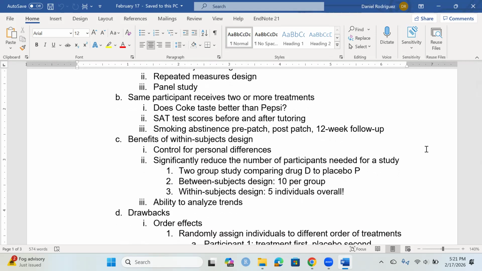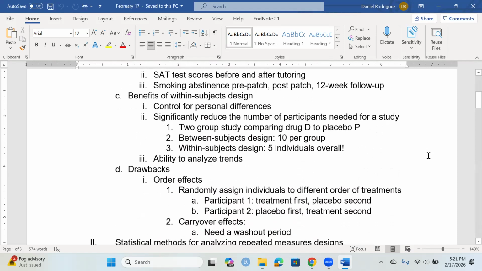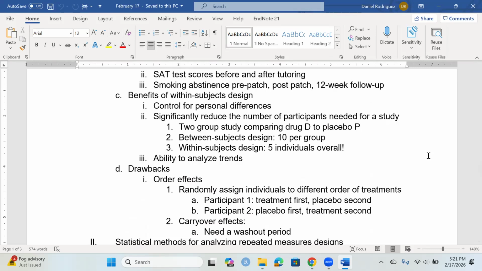There are some benefits to within subjects designs. One, you control for personal differences because you're really unlikely to change a lot over the course of the treatment, unless you're young and there's maturation. So with kids, we have to be careful when we do repeated measures designs because maturation does occur, and we'd have to control for maturation in some way. We also end up significantly reducing the number of participants, which is very, very important, right?